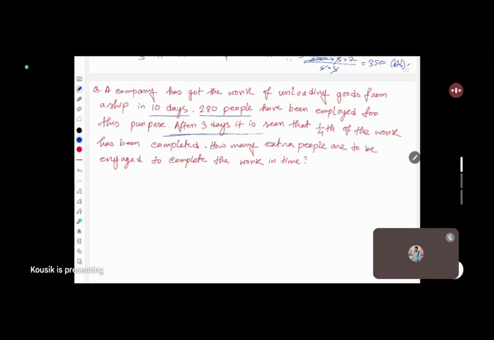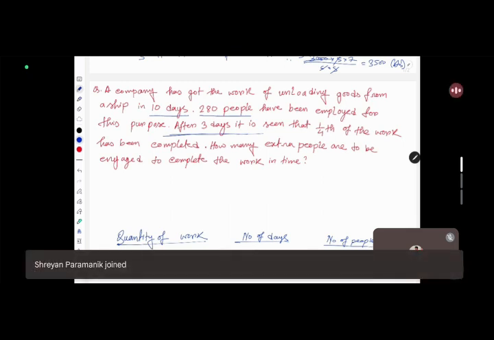আমরা একটু গ্যাপ দিই ফার্স্টে, আমরা আগে এখানে লিখে নিই ভেরিয়েবল তিনটে কি কি আছে। So this is quantity of work, this is number of days and number of people. So the 1/4 of the work is completed in 3 days by the 280 people.